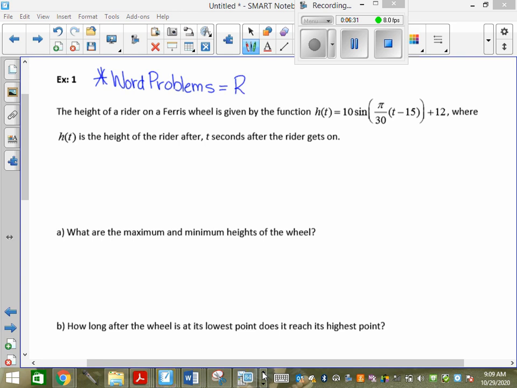Equal radian mode. Always. They don't make sense in degrees. That's why radian mode comes in effect. Word problems equals radian mode. So somebody will call me over during the test and they'll be like, what mode is this in? And it's a word problem. Radian. There's no other option.